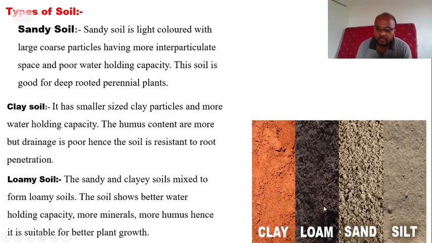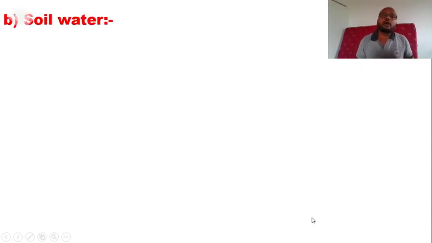This loamy soil can be observed near the bank of the river, and this soil shows better water holding capacity, more minerals, more humus content and more aeration, and this is very suitable for growth of fruit plants or cash crops. So this is the types of the soil. The next composition is the soil water.